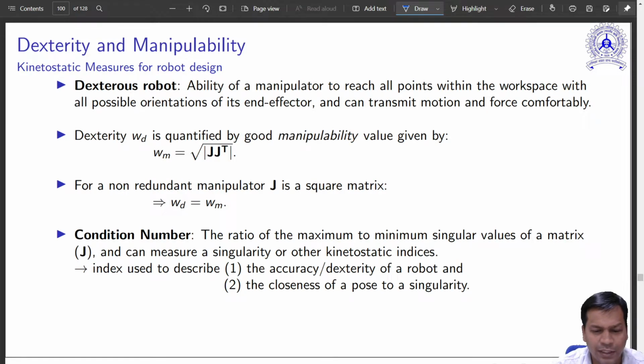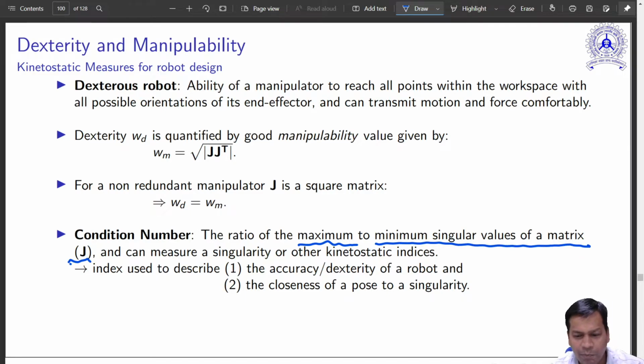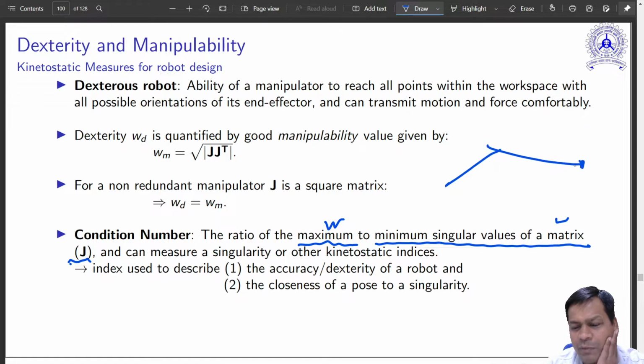There are different condition numbers associated with this. The ratio of the maximum to the minimum singular values of this matrix J is the measure of singularity. You saw earlier, in the case of a 2-DOF robot, the matrix became singular if it was fully extended.